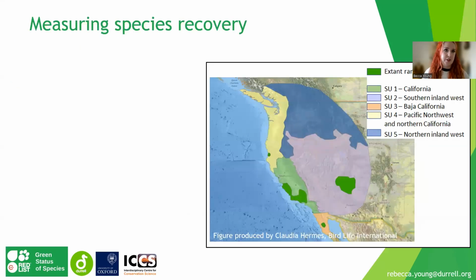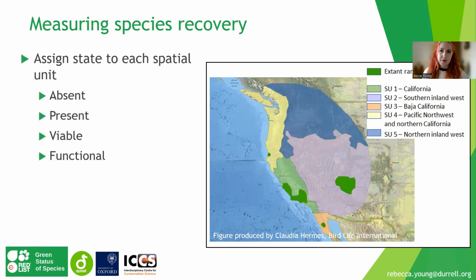But then how do we actually measure the recovery of the species? So we start by assigning a state to each of the spatial units. And it's quite broad, so we put them into 4 categories of absent, present, viable, or functional. So absent is quite straightforward, it's no longer in that spatial unit. Present, the species exists in that spatial unit, but it is at risk of being extirpated. For a Green Status, we have quite a specific definition of viable, where it would be either considered least concern or near threatened, but without a continuing decline. So we're not really seeing a high risk of the species being extirpated. Or a functional population, where they're fulfilling those ecological functions which we've defined earlier.